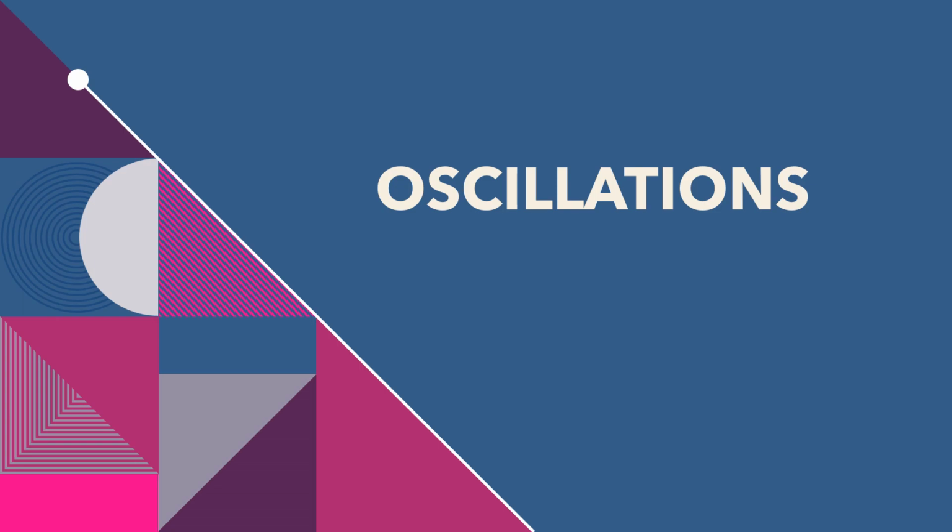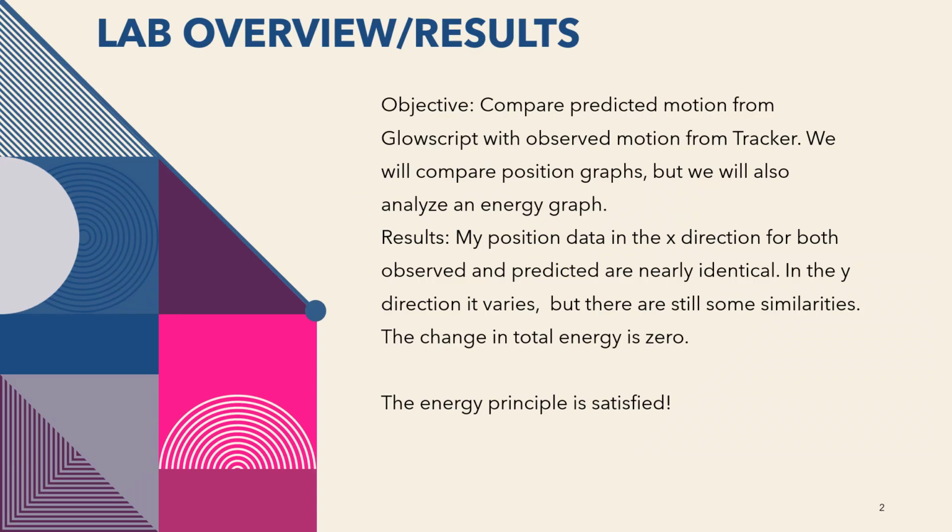Lab 4 oscillations. So the lab overview and results. The objective of this lab was to compare predicted motion from GlowScript with the observed motion from Tracker. We will compare position graphs, but we will also analyze an energy graph.